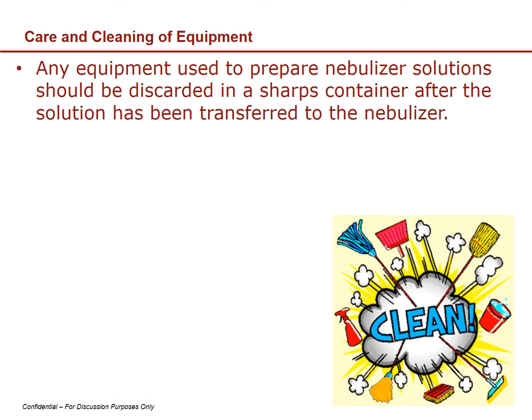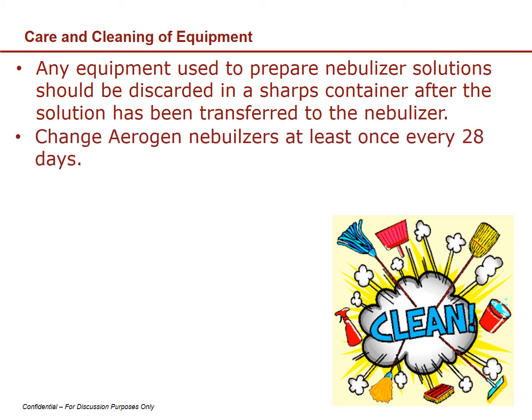Syringes, medication vials, and diluent vials used to prepare colistin, pentamidine, or continuous albuterol solution should be discarded in a sharps container immediately after the solution has been transferred to the nebulizer. Aerogen nebulizers positioned in line with ventilator or BiPAP units need only be changed once every 28 days or when visibly soiled or poorly functioning.